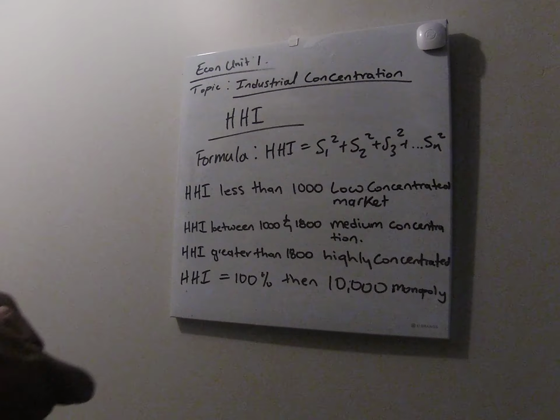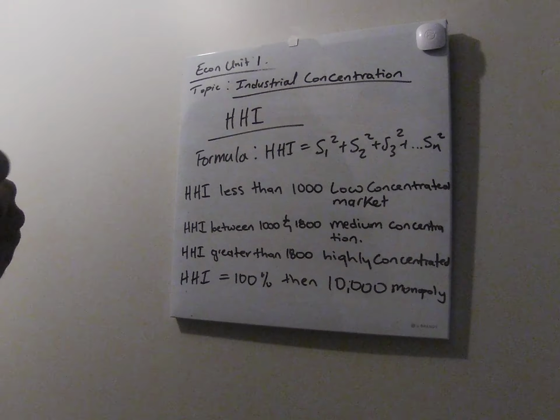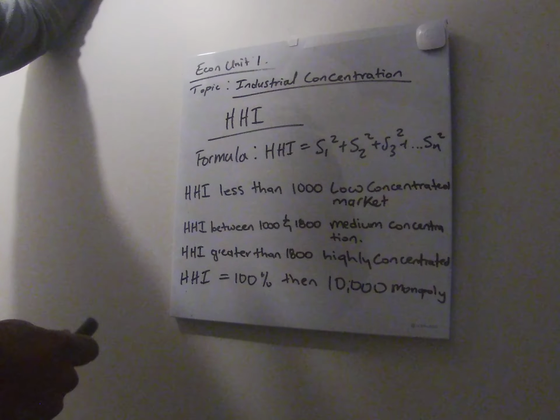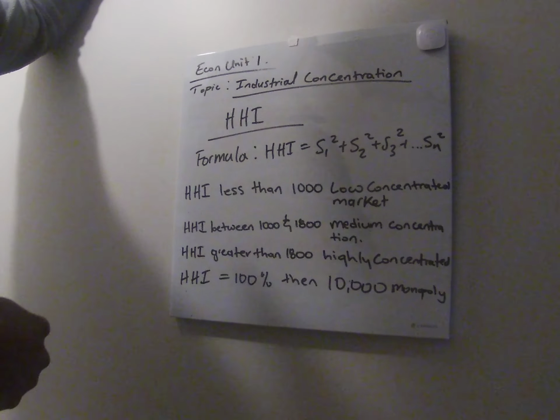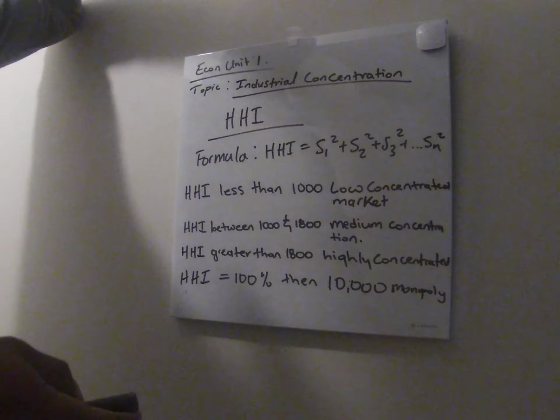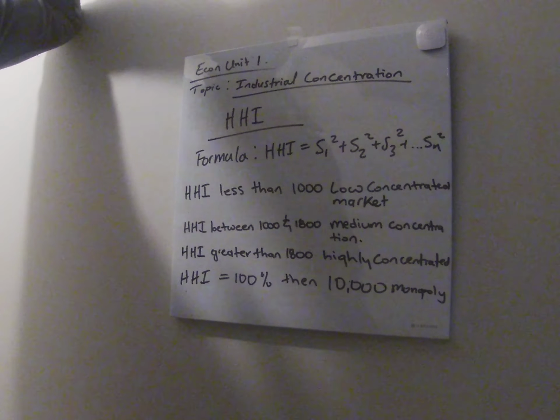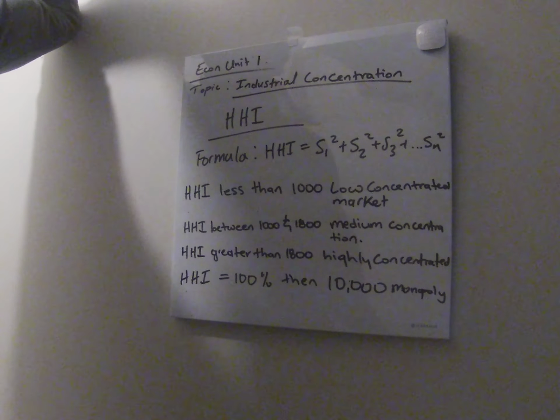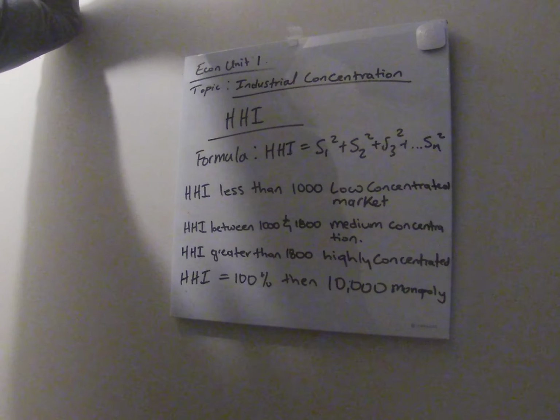Alright, so for today we're going to talk about industrial concentration. Industrial concentration, long and short, is for firms to identify what type of market structure they're operating under, so that the government can implement whatever restrictions, etc.